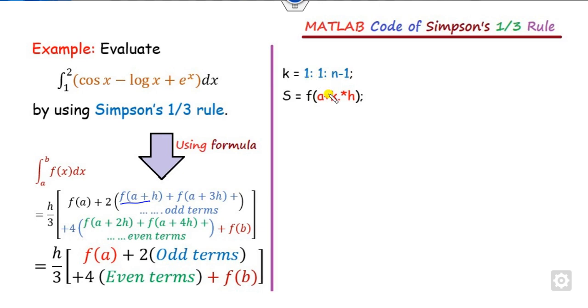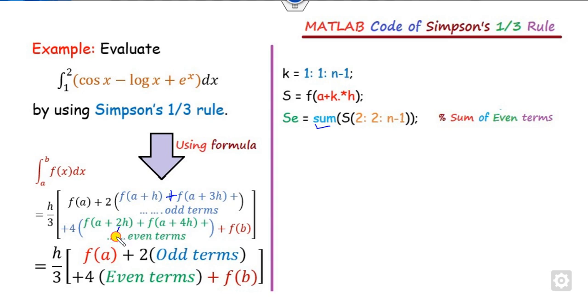When k is 1, it is a plus 1h. If k is 2, it will be a plus 2h. If 3, and so on. So I call this SR here. Now, if you look at this, this is a plus h, a plus 3h, that is all the odd terms. So we define the sum of the odd terms, or the sum of the even terms.